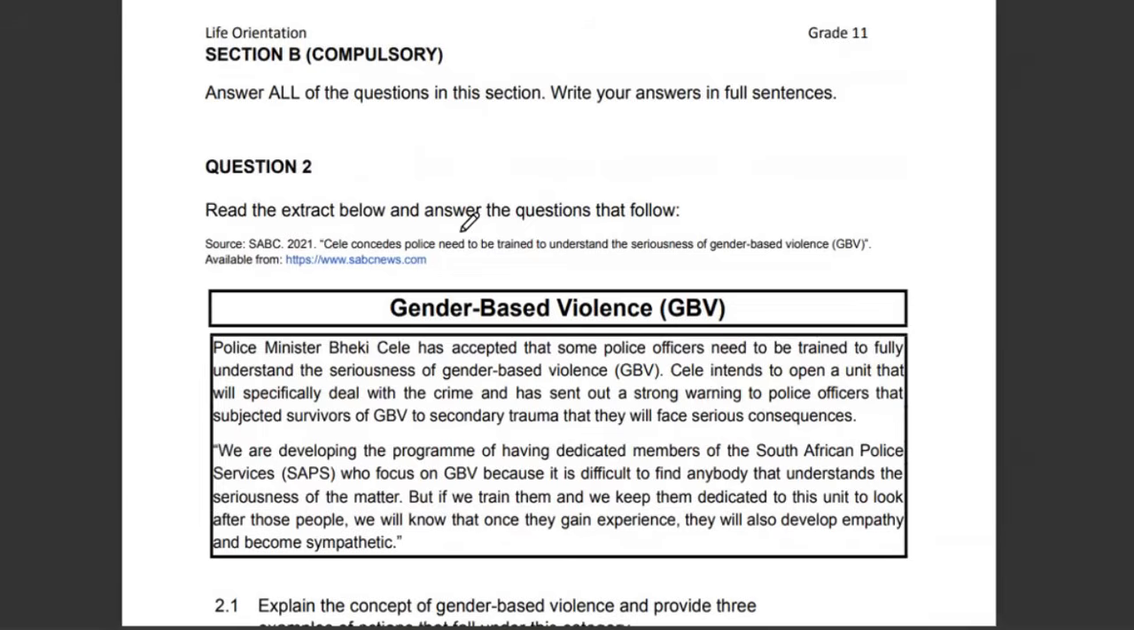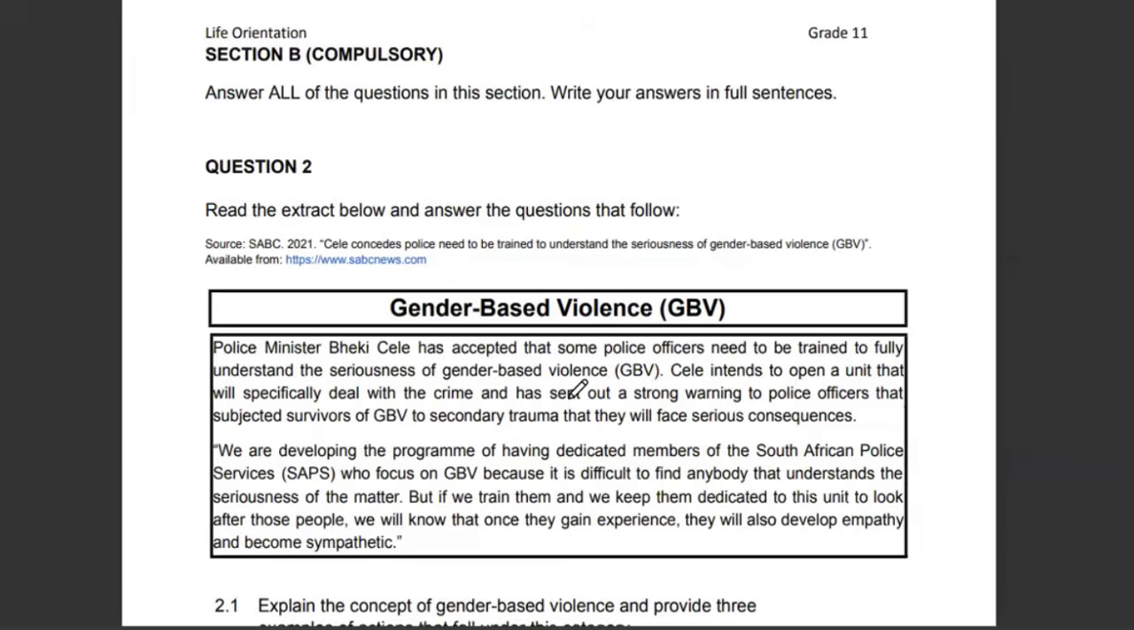Clearly concede police need to be trained to understand the seriousness of gender-based violence, GBV. Police Minister Bheki Cele has accepted that some police officers need to be trained to fully understand the seriousness of gender-based violence, also known as GBV. Cele intends to open a unit that will specifically deal with the crime and has sent out a strong warning to police officers that subjected survivors of GBV to secondary trauma that they will face serious consequences.